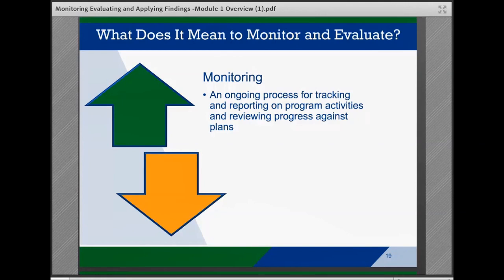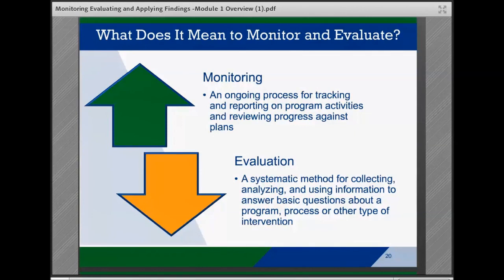Monitoring is generally an ongoing process for tracking and reporting on program activities and reviewing progress against plans. Monitoring helps teams identify progress or problems and contributes to CQI efforts, for example, using the data collected to make decisions about adjustments.